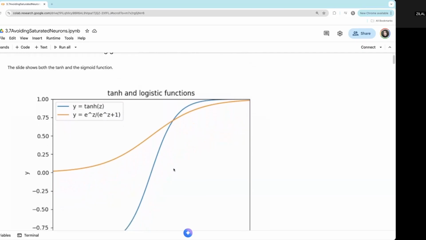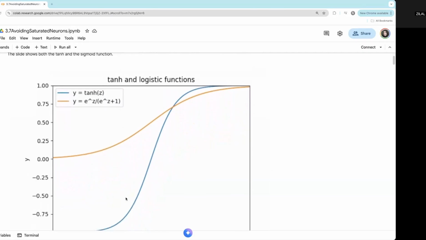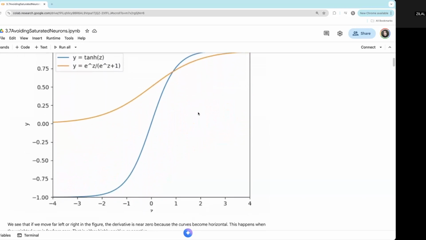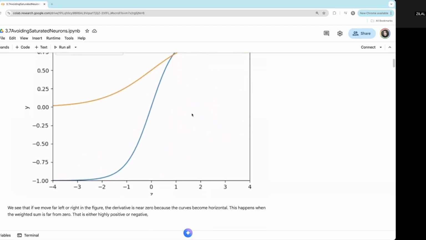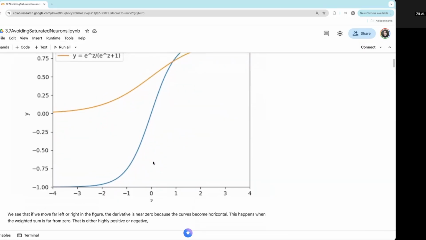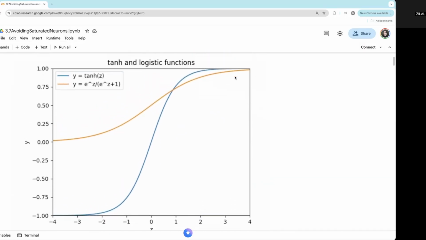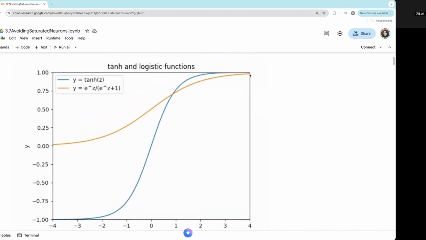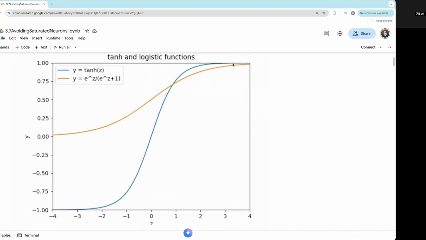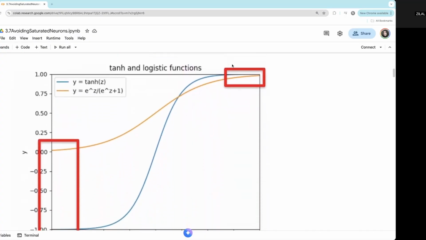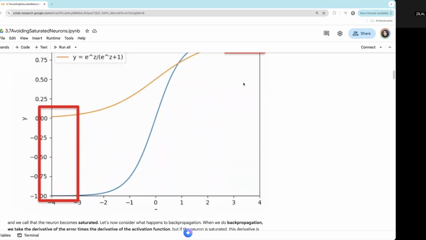This slide shows both functions. The blue curve is the tanh and the orange one is the sigmoid function. We see that if we move far left or far right, the derivative is near zero. As you can see, the curve is here horizontal. So we say that the neuron becomes saturated in these regions.